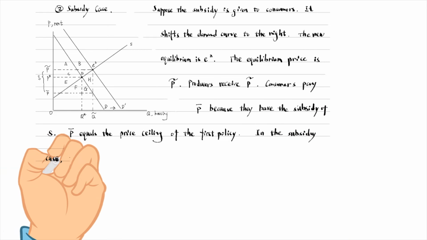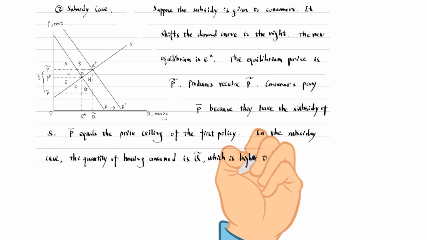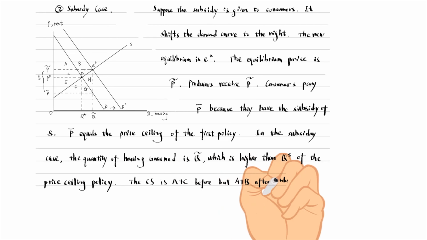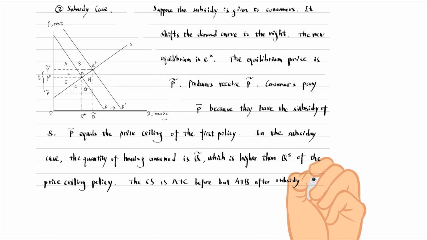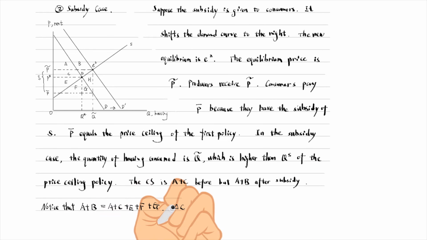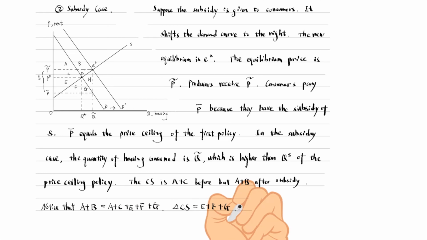In the subsidy case, the quantity of housing consumed is Q tilde, which is higher than QS of the price ceiling policy. The consumer surplus is A plus C before, but A plus B after the subsidy. We use a trick here. Notice that the triangle area of A plus B equals the triangle area of A plus C plus E plus F plus G because they have the same base and height. Thus, the change in consumer surplus is the area of E plus F plus G.